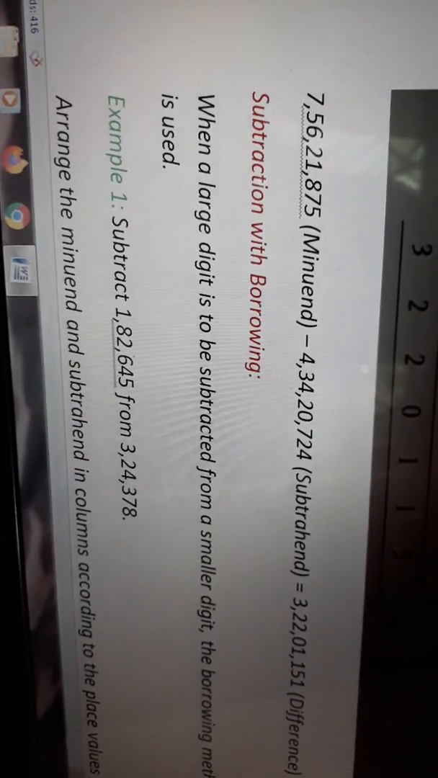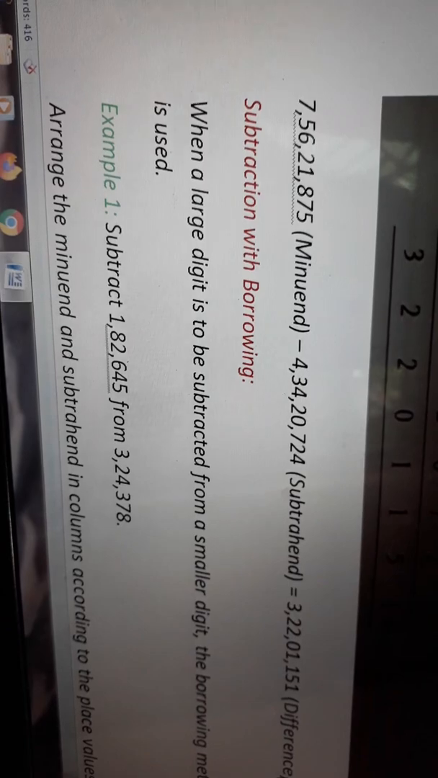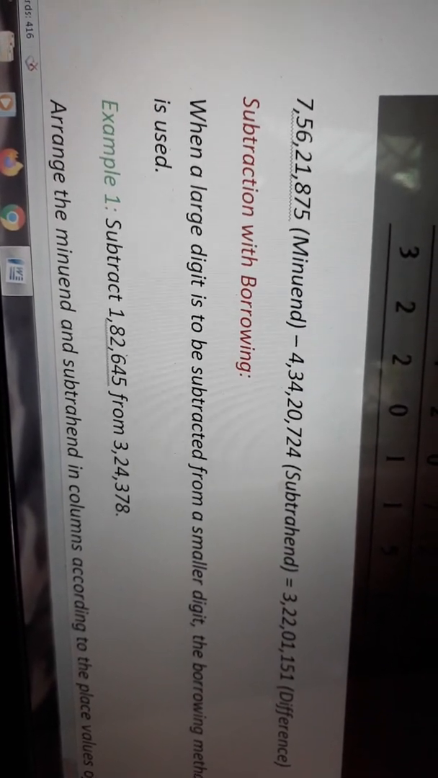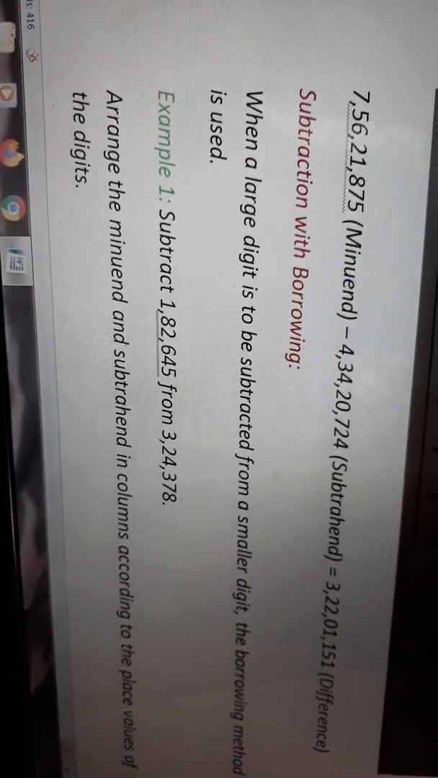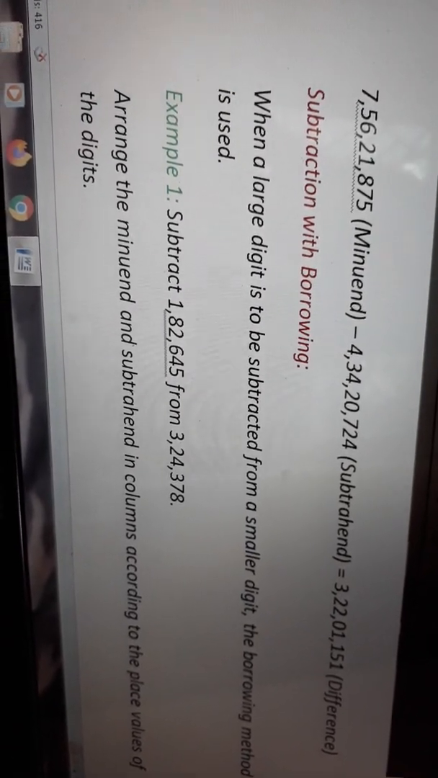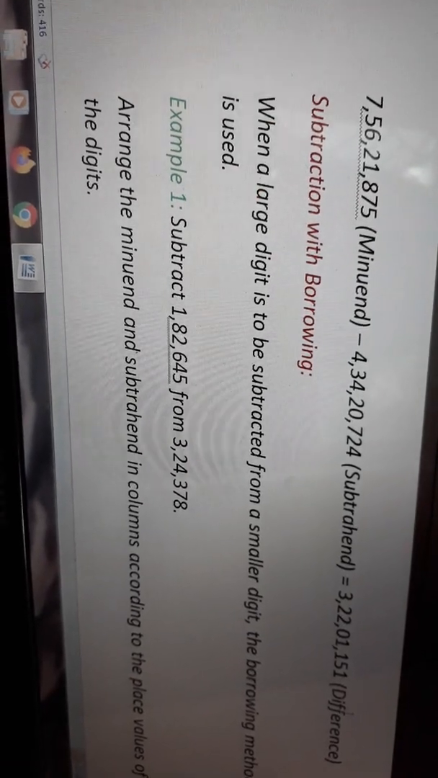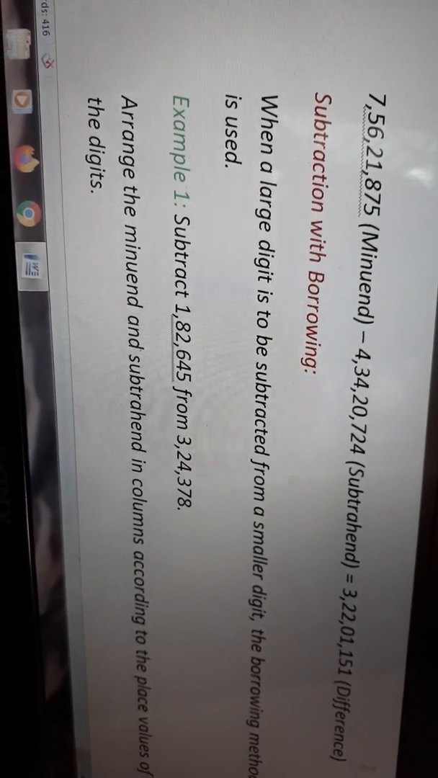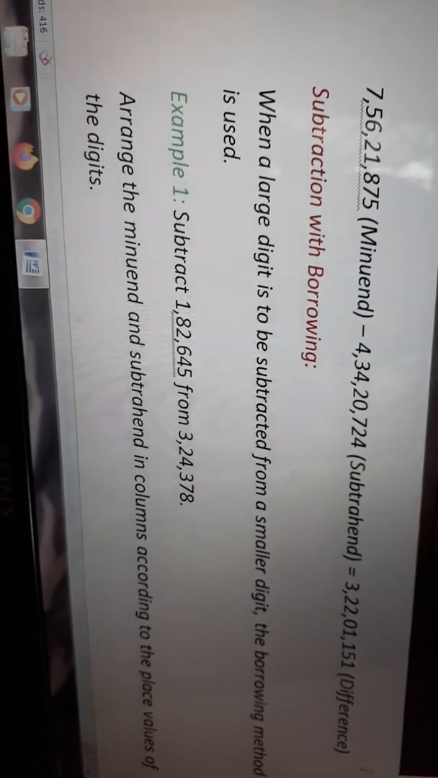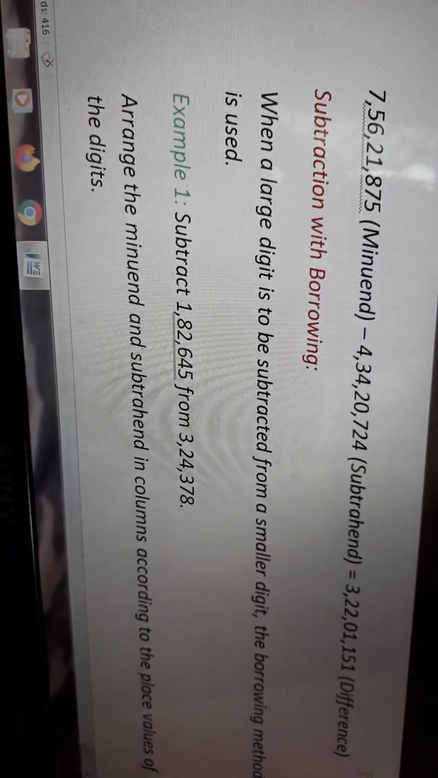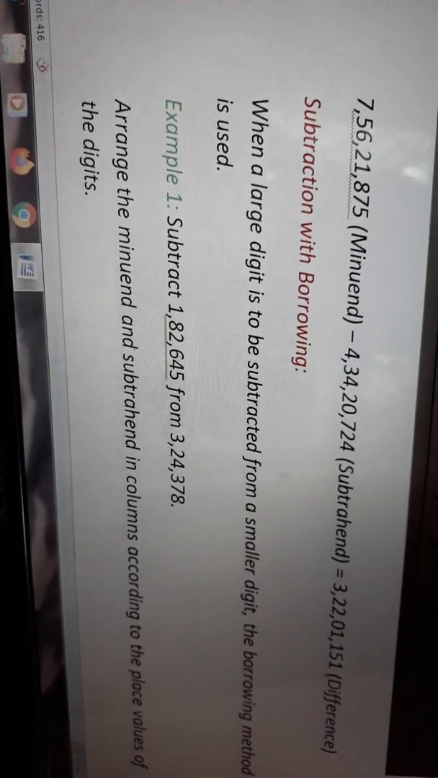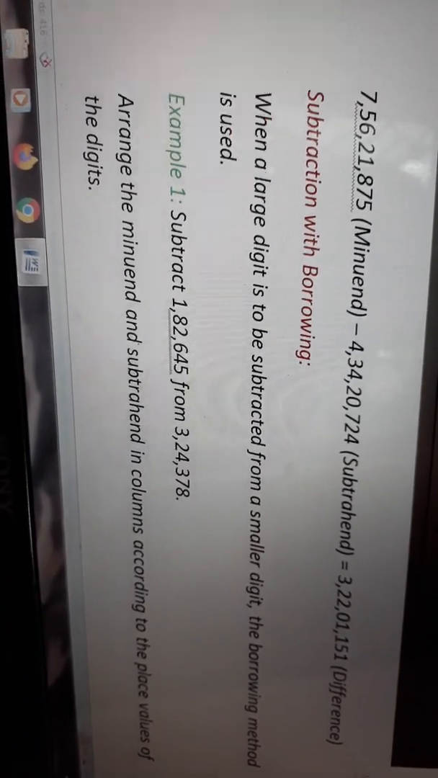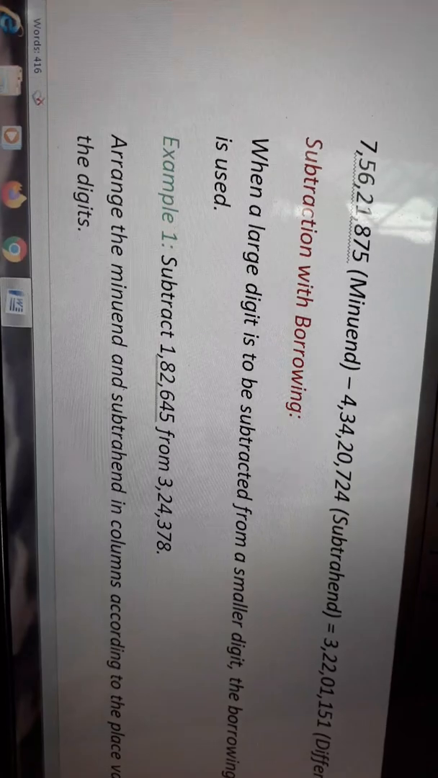Subtract 1,82,645 from 3,24,378. Arrange the minuend and subtrahend. In this example, 1,82,645 is the subtrahend and 3,24,378 is the minuend. Arrange the minuend and subtrahend column-wise according to the place values of the digits.